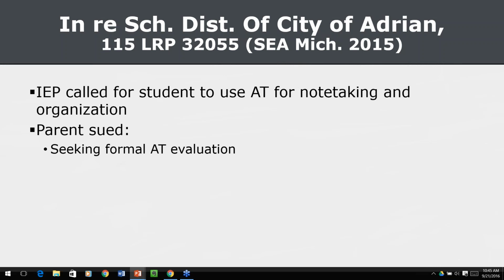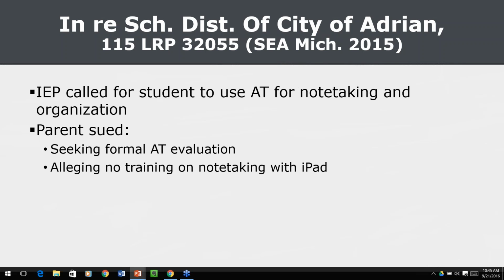And the hearing officer in this case said the lack of a formalized and standardized process for evaluating a student's assistive technology needs is not fatal to a school district's ability to be successful in an IEP context. The parent also alleged that the kid had not received any training on note-taking with the iPad. What's interesting is all the kids in this school were given access to the iPad, and all of the kids in the school were given training.